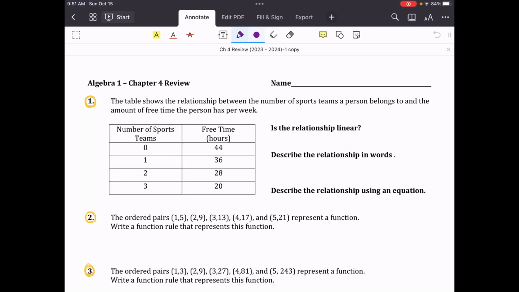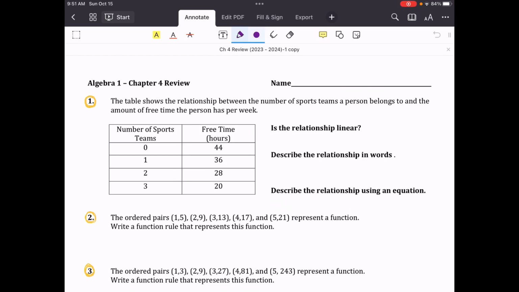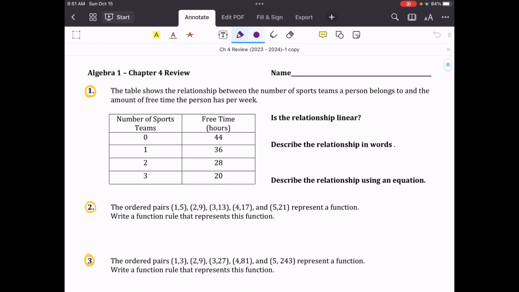Today we're going to be looking at the Algebra 1 Chapter 4 Unit 2 review. We're going to go through select problems. So here we go. We're going to look at question 1.